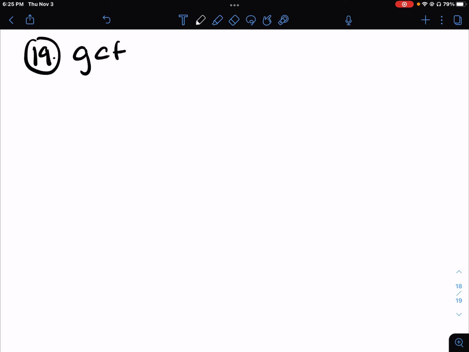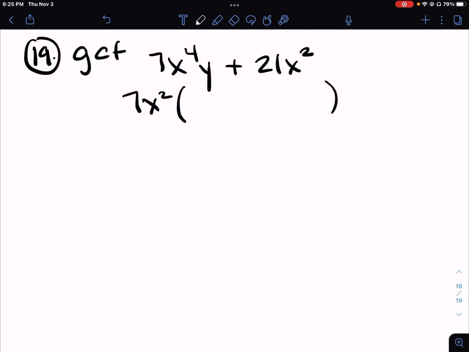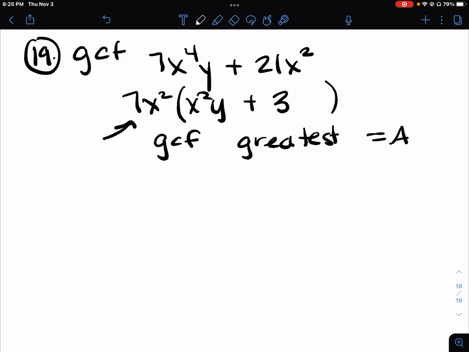Okay, number 19 says factor out the GCF. 7 goes into both of those and they have x squared. 7 times x squared y would give me 7x^4y, and 7x squared times 3 would give me 21x squared. This has to be the greatest, which equals all. Okay, you have to take out 7x squared for it to be correct.